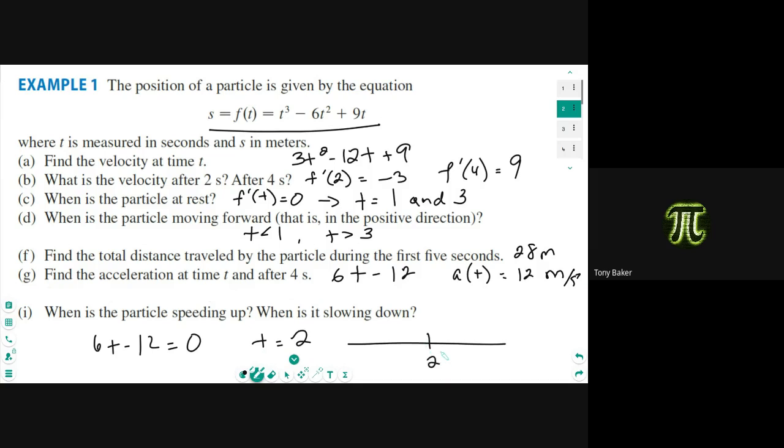So if we split it in 2, if we plug in 0 and 4, plug in 0, what do we get? Negative 12. So that means it's slowing down on that side. It's negative. And we just plugged in 4 and we got 12, right? And that means it's speeding up on this side. So if we're doing from 0, t is less than 2, it's slowing down. And t is greater than 2, it's speeding up.